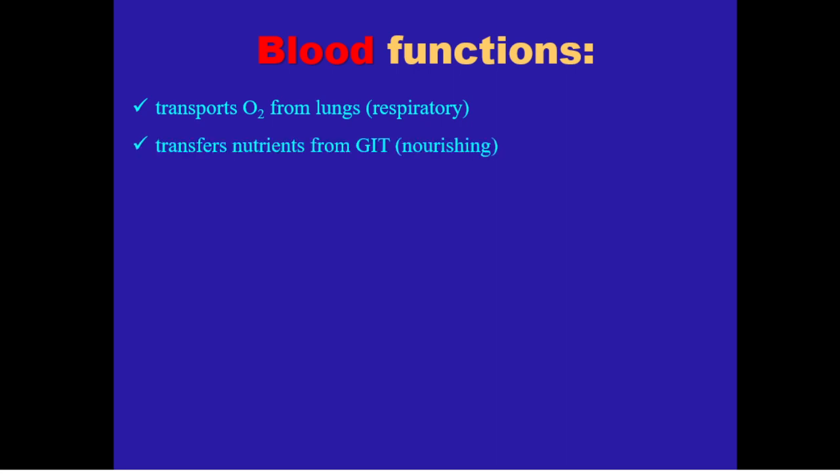Let's discuss the main blood functions. Of course, at first and primarily, you all name this function as the most important. Blood transports oxygen from the lungs to peripheral tissues. We will discuss this function in more detail because it is very important. Blood transfers nutrients from the gastrointestinal tract to all of our cells, and this function we name nourishing.